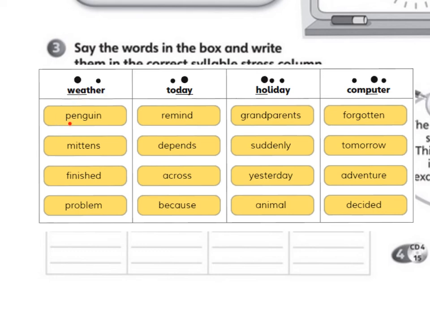Weather, penguin, mittens, finished, problem, today, remind, depends, across, because, grandparents, suddenly, yesterday, animal, holiday, computer, forgotten, tomorrow, adventure, decided. Okay?